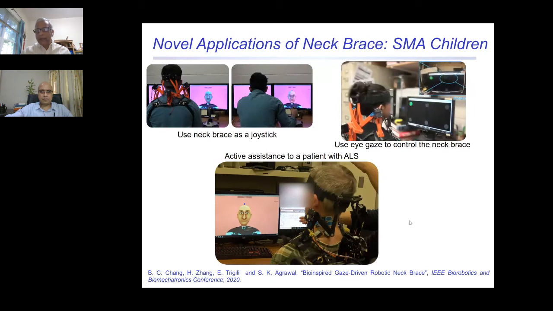Also, a number of people who have poor neck control would not have the ability to move their limbs because of the lack of muscle control. So we have some of these eye-head interfaces where the eyes are used to track where the subject would like to move to, and then a command is given to the head neck brace, and that way you can have a hands-free device to help people with ALS to navigate themselves in different ways.